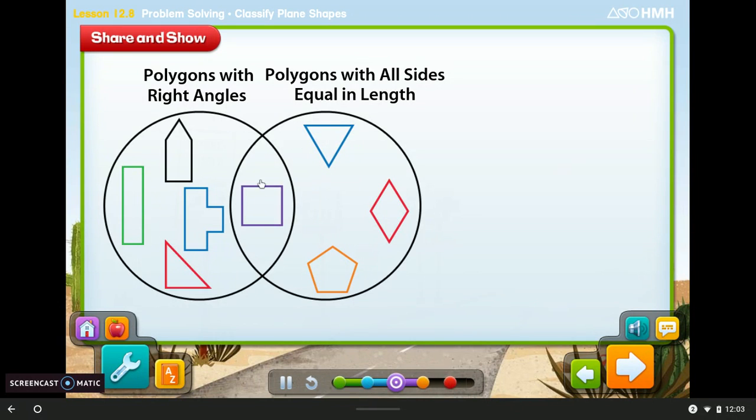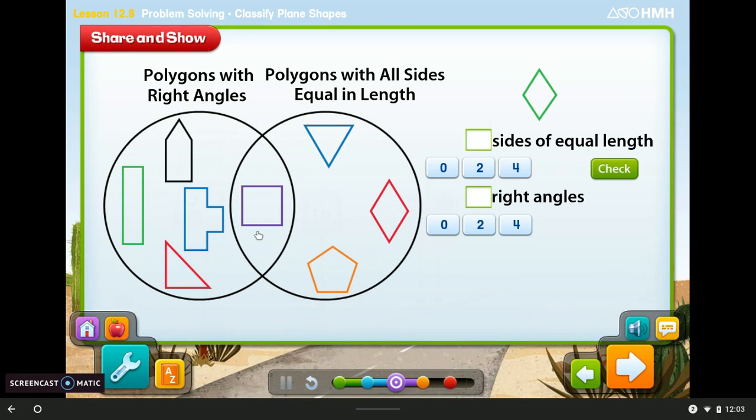If you just focus on this circle, we have shapes that have all equal sides. If you look at this circle, we have polygons with right angles. And then if you look in the middle, we see that it has right angles and equal side lengths.